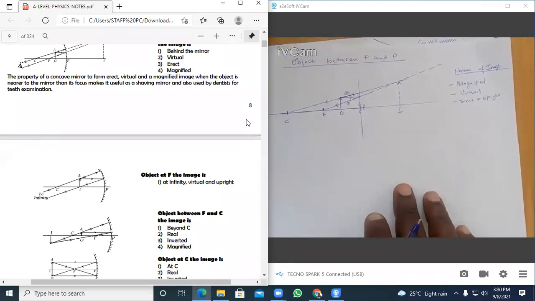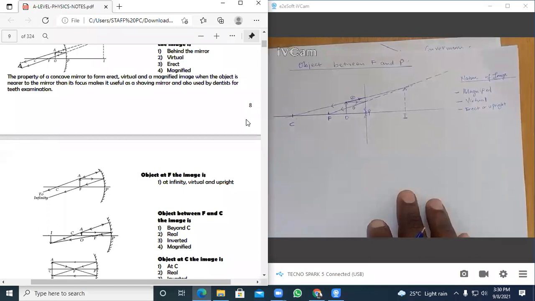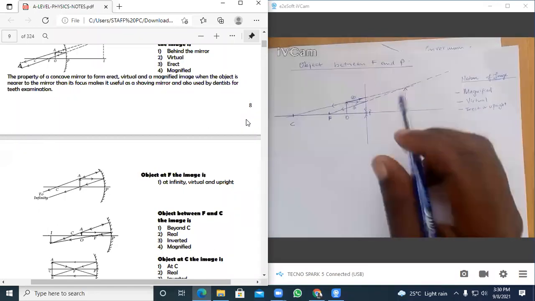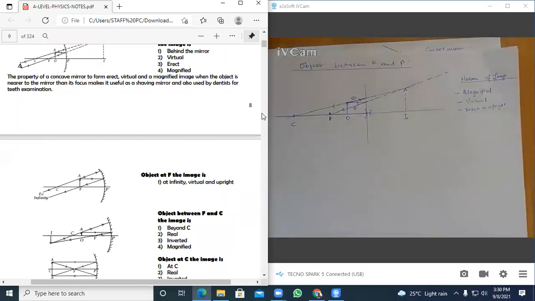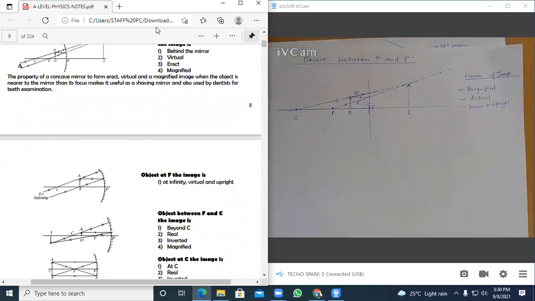So that's the nature of the image formed by the object placed between F and P. I would request you to go ahead and practice the second one.